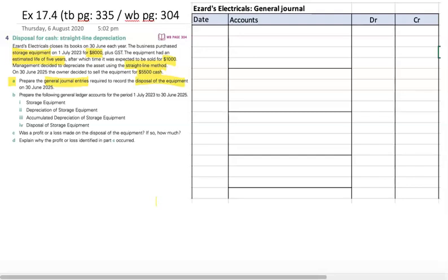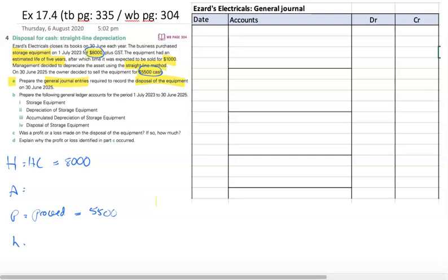So there's heaps of information going on, but we've got some things to work out. We're going to have to complete HAPPEL to remove this old storage equipment from our books because it's been disposed of. The H equals historical cost, and we know our historical cost is $8,000. The P equals proceeds, and we know that we got $5,500 of cash. Where have I got that?